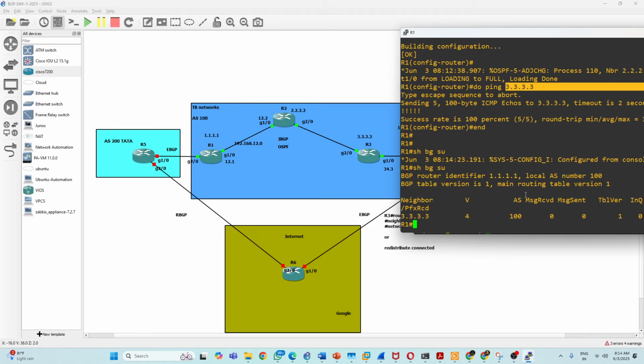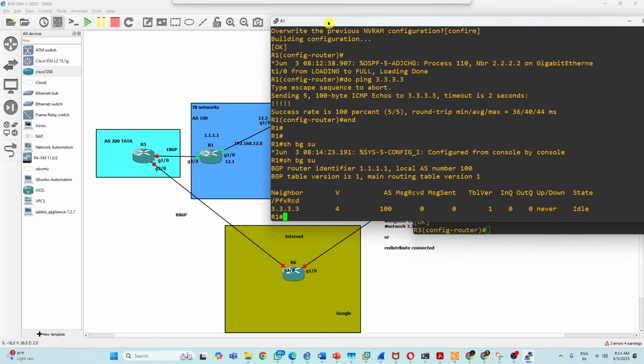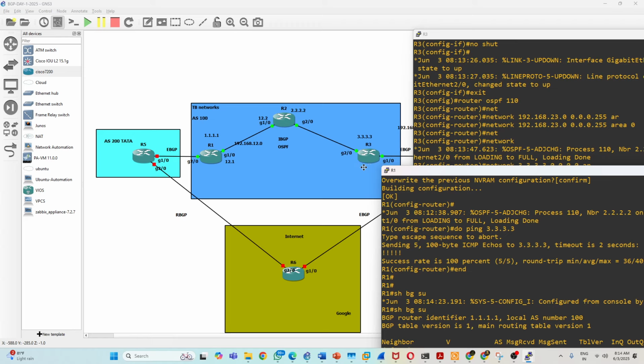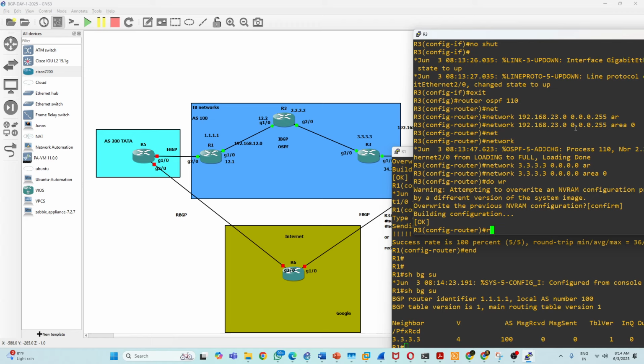Show BGP summary. Hey, BGP is not up, still idle. Why? On this side also you need to configure BGP, right? Both sides. So on R3 you need to configure BGP. Let's configure router BGP 100.